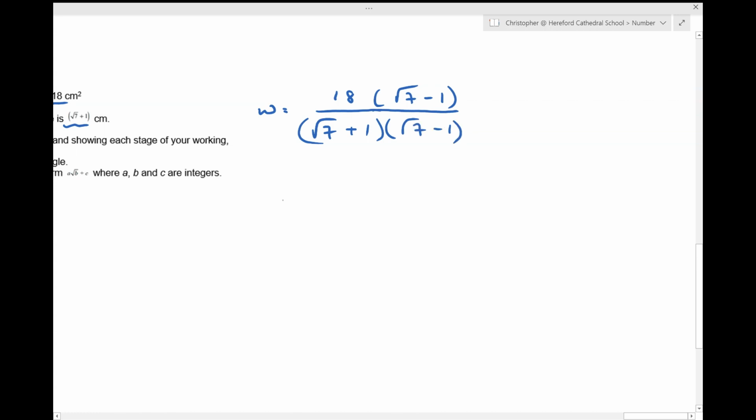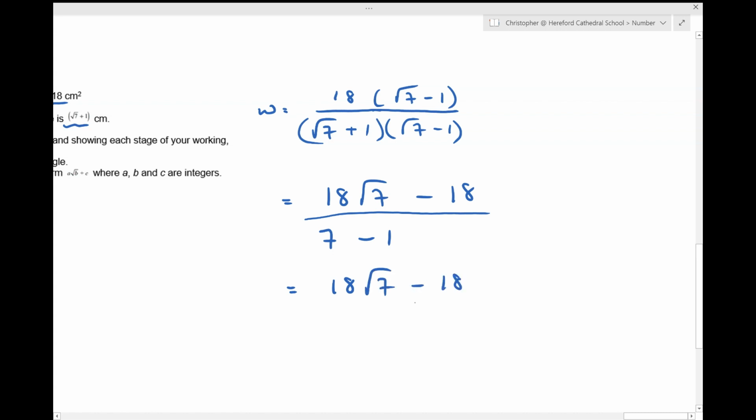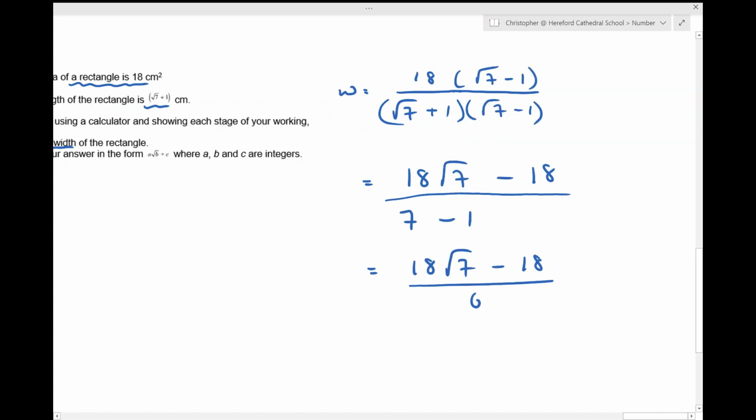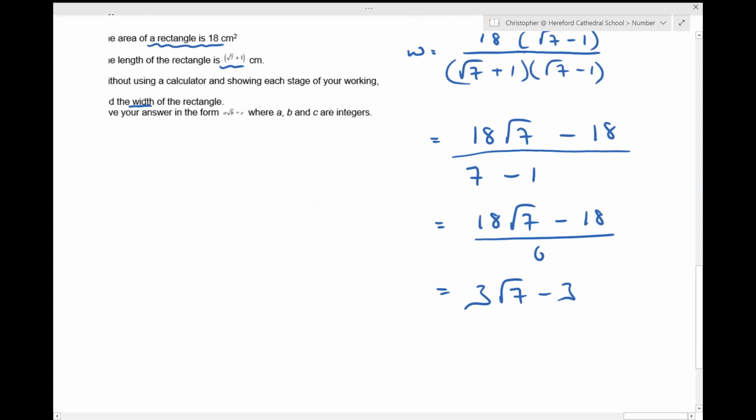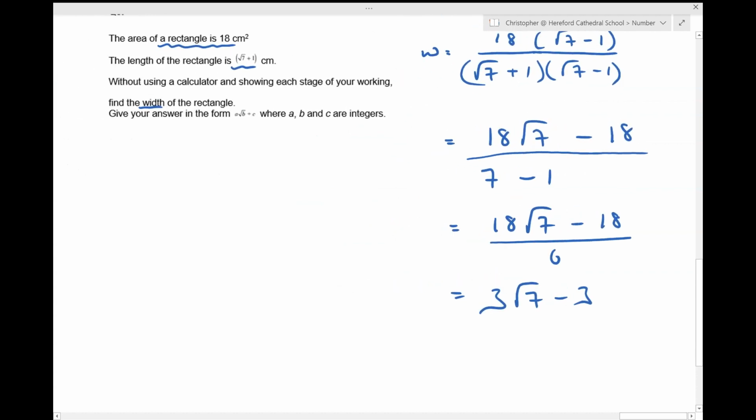On the top, that's going to give me 18 root 7 minus 18. And on the bottom, I've got root 7 times root 7, which is 7. The middle terms disappear. Minus 1 times 1 is 1. So what I've actually got here is 18 root 7 minus 18 all over 6. So I have to divide the top of that by 6. Well, that's going to give me 3 root 7 minus 3. And that is the width of the rectangle.